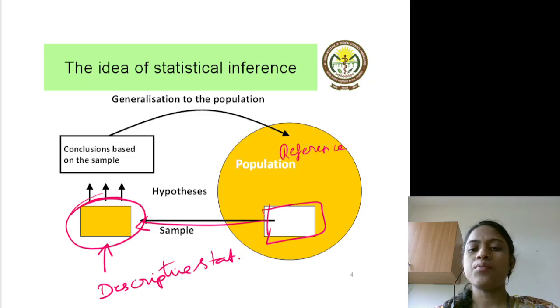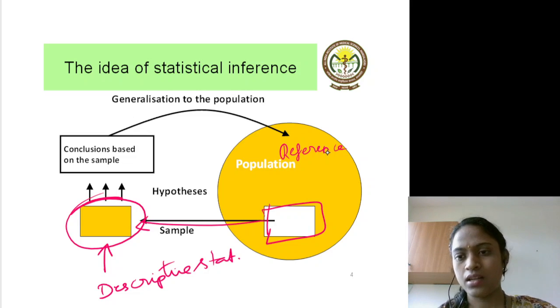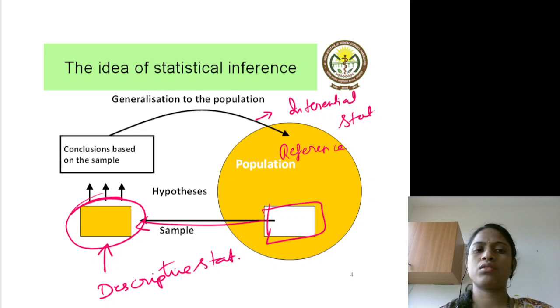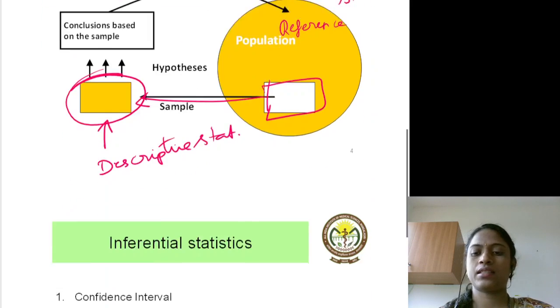From the data analysis of the sample, based on the conclusions from the sample, we try to generalize or extrapolate to the reference population from which the sample is taken. This extrapolation is known as inferential statistics. We try to get some inference about the reference population from the sample we have collected. That's why it is inferential statistics.